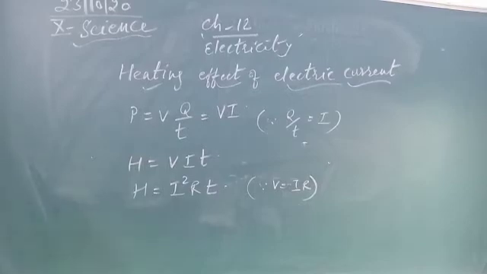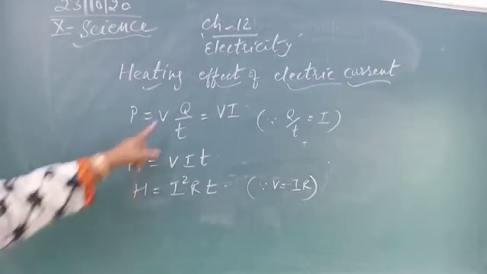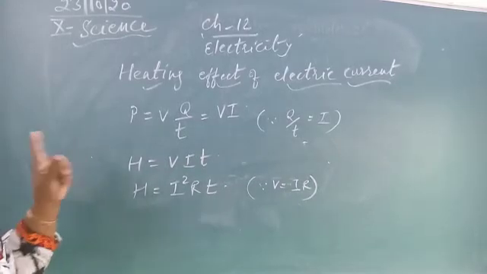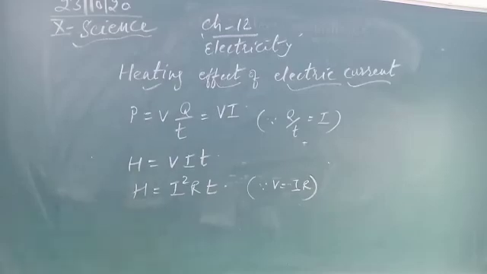Now let us derive the formula for it. Consider a current I flowing through the resistor R. Let the potential difference across it be V. Let T be the time during which a charge Q flows through the circuit. The work done in moving the charge Q through the potential difference V is VQ. Therefore, the source must supply energy equal to VQ in time T.